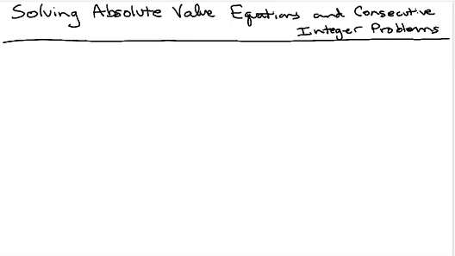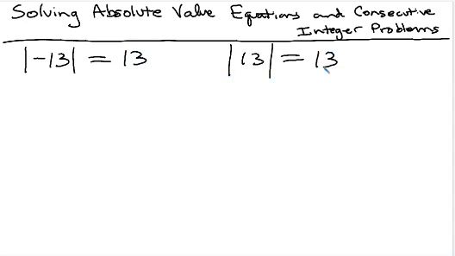All right, solving absolute value equations is easy if you're good at what we just did, which is solving regular equations. First, though, a couple reminders that lead into this. What's the absolute value of negative 13? 13. What's the absolute value of positive 13? 13. What this means is that there are two numbers that when I take their absolute value, I get 13.